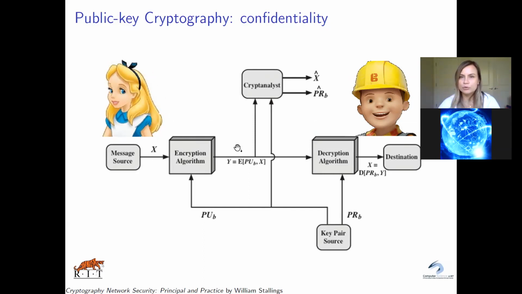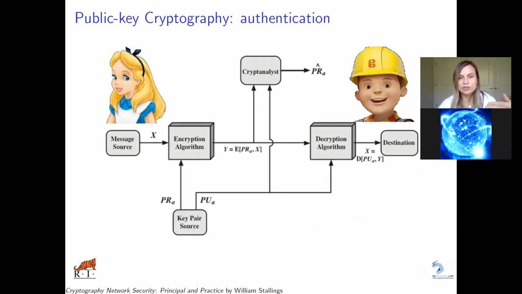Now, if we want to use the same cryptosystem for authentication, what changes here? We have this pair of keys. Now those keys are Alice's keys. So again, Alice sends a message to Bob like before, but now only she can encrypt and everybody can decrypt. This is the way we can use public key cryptography for authentication.